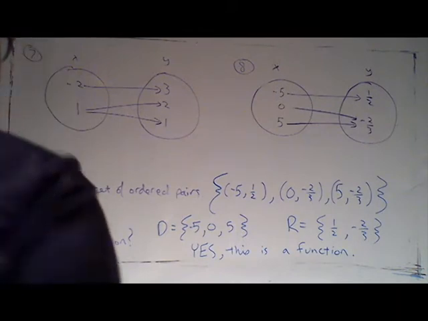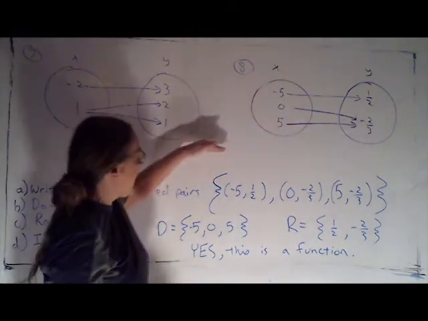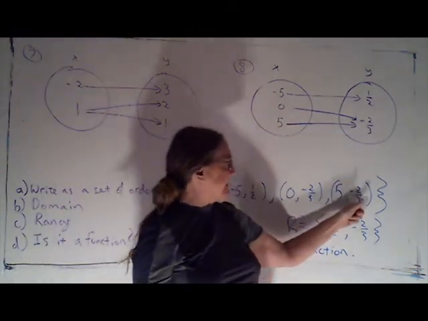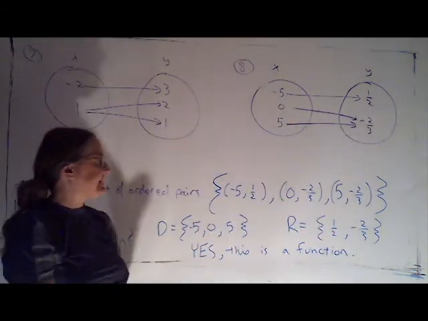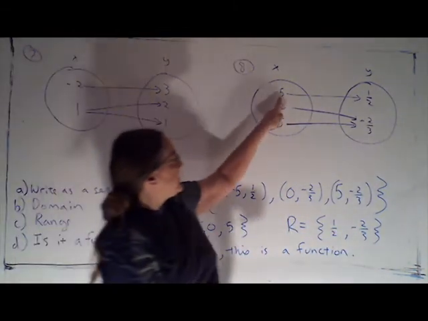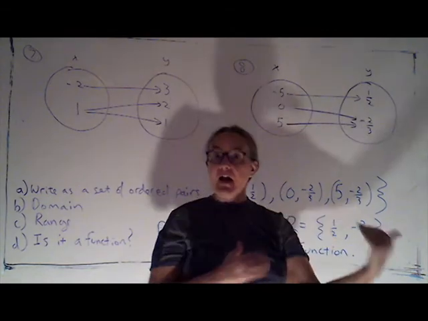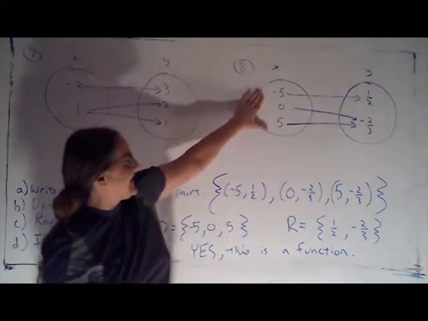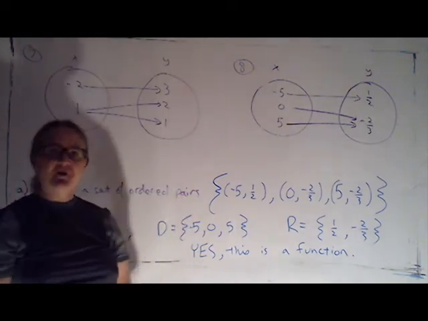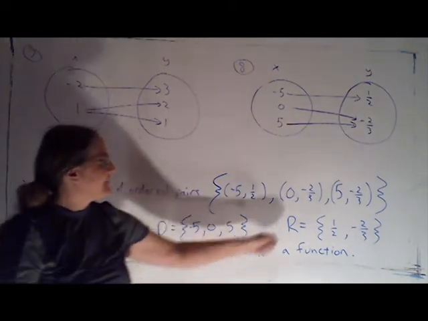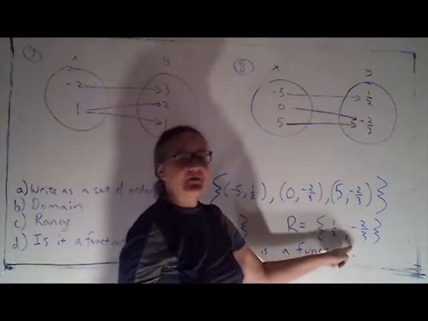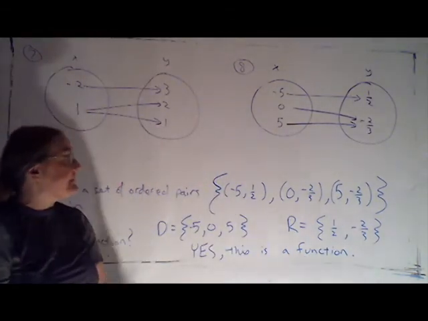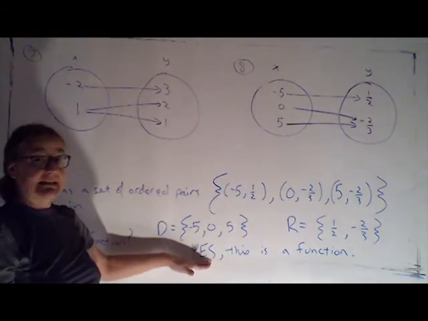All right, I've got the answers to number 8 up here on the board. I've got 3 different points, and I just listed this as a set of ordered pairs. So just pairing up each x value with the y value that it maps to. Okay. The domain, that's just taking these x values and instead of putting them in a circle, putting them in set braces. The range, same thing with the y values. And then, is this a function? The answer is yes.